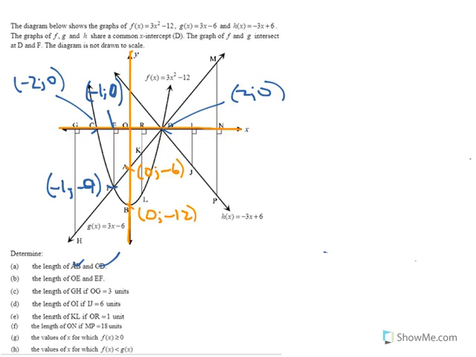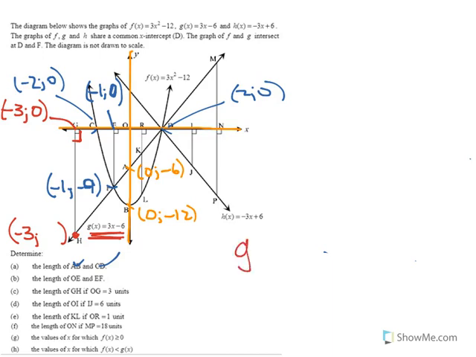Righties. Next up, the length of GH if OG is equal to 3 units. Okay, so OG is 3 units. That tells us that G has x coordinate negative 3, and because it's on the x-axis, its y coordinate is 0. And because G and H are vertically aligned, its x coordinate is negative 3 as well. And it lies on the line g, right? It lies on this line. So that means we can use that to work out its y coordinate.